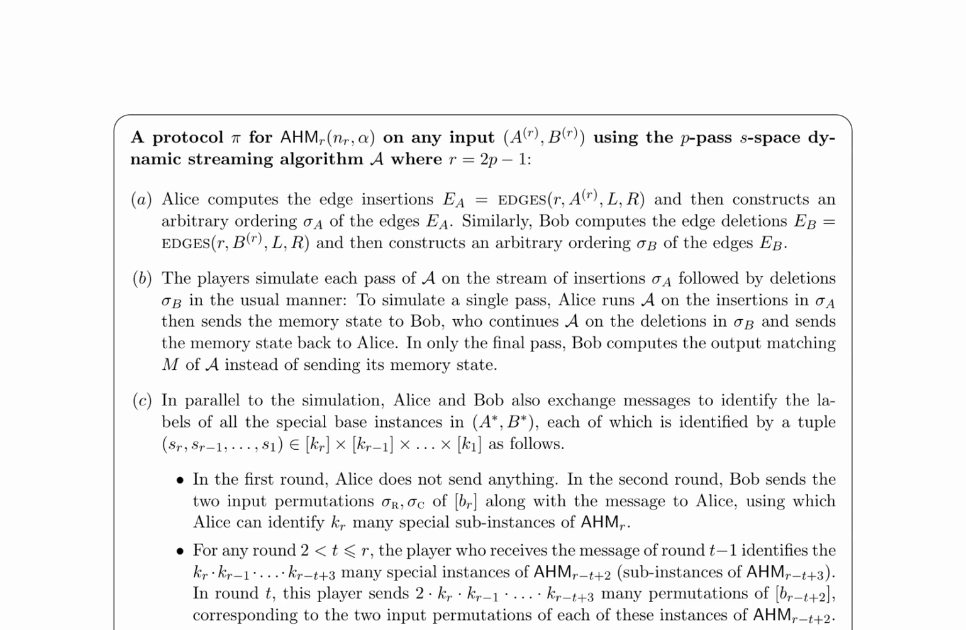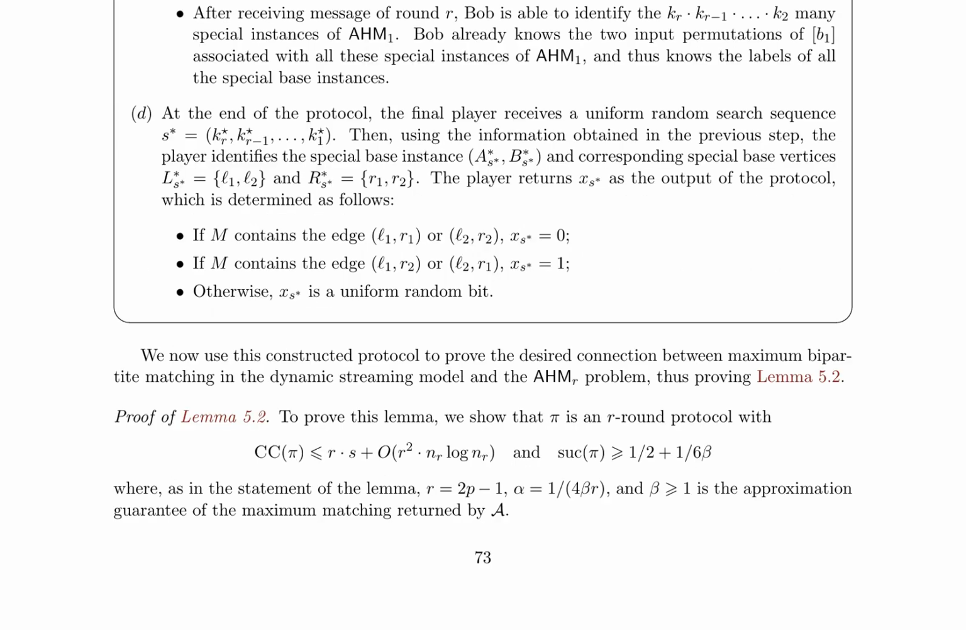In parallel to the simulation, Alice and Bob exchange messages to identify the labels of all special base instances in A**, B**, through a series of rounds. Each round allows the players to identify more special instances of AHM R. After receiving the message of round R, Bob identifies the labels of all special base instances.